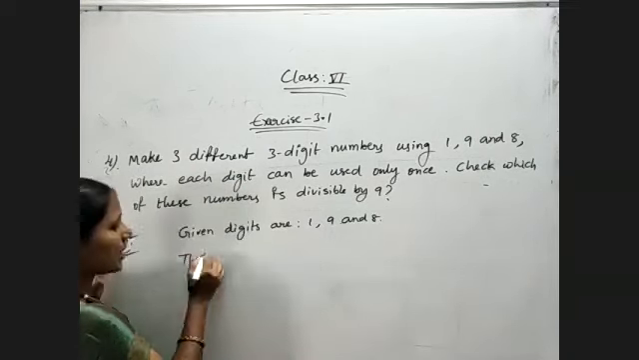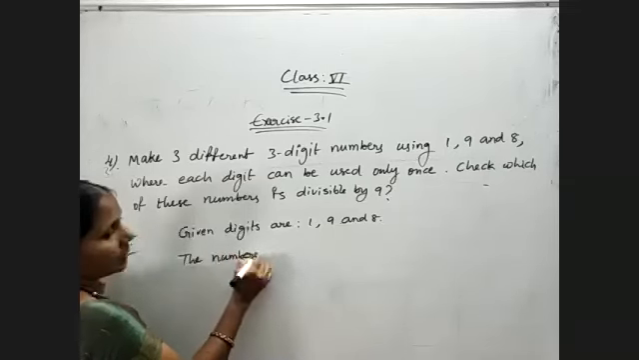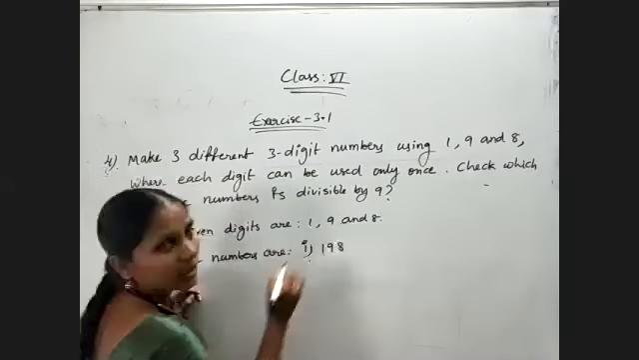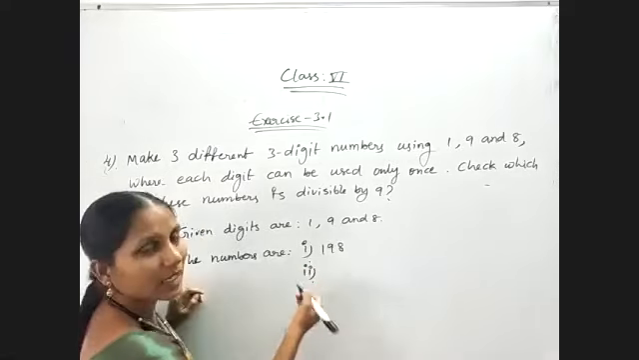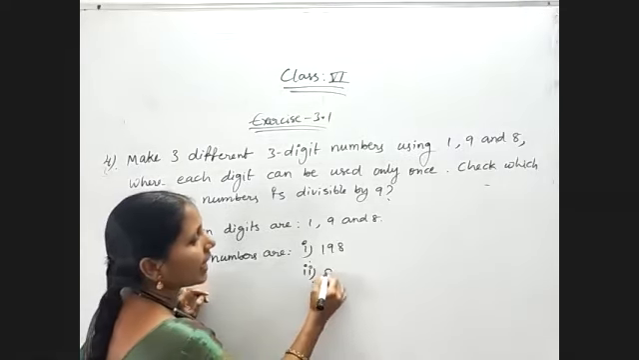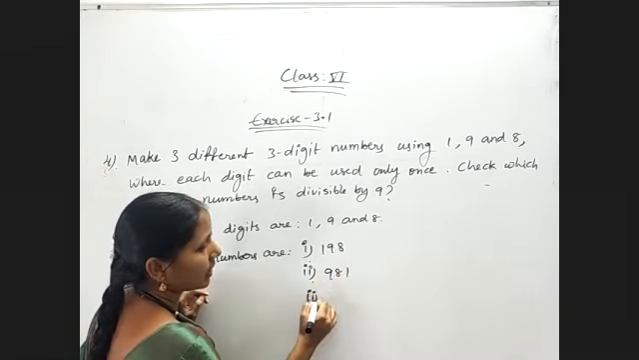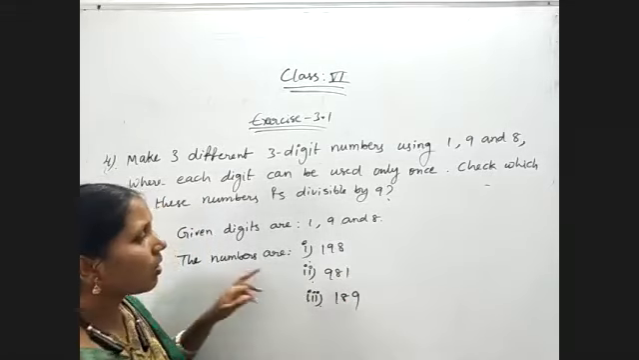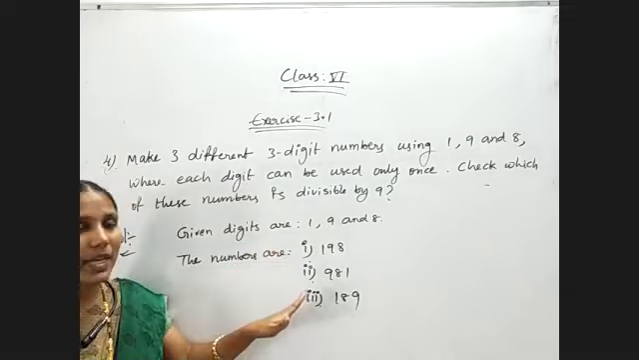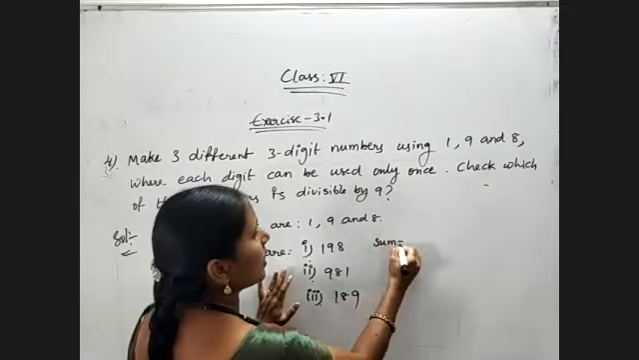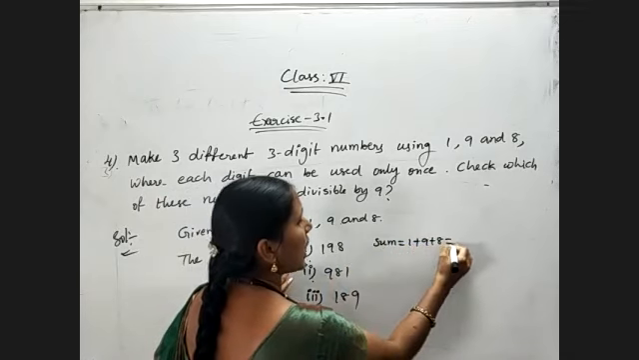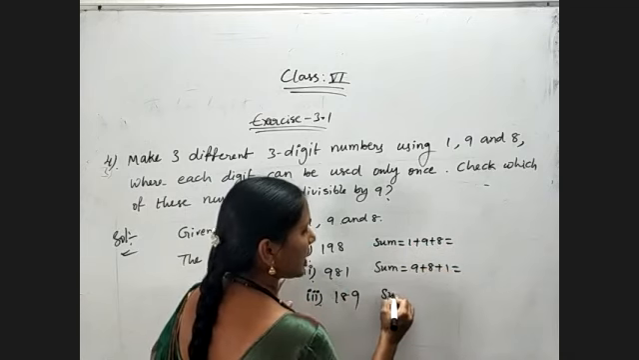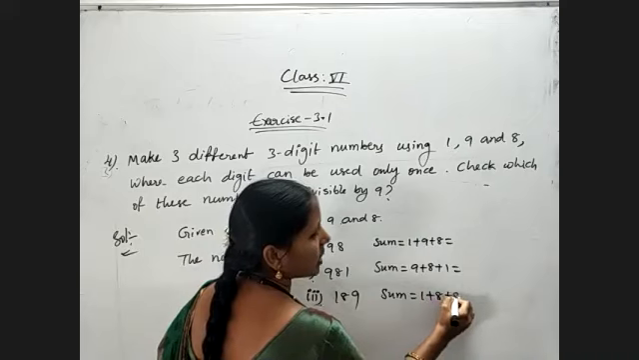So the three different numbers, they are asking for three numbers. My first number is 198. Write in any order, but don't repeat the digits, that's all. And 981 and 189. Like this I have written three numbers. Now check whether these numbers are divisible by 9 or not. So sum of the digits is equal to 1 plus 9 plus 8. In all the numbers, the sum is the same because just the digits are interchanged. The order is changed, that's all. The sum will not change. Observe.